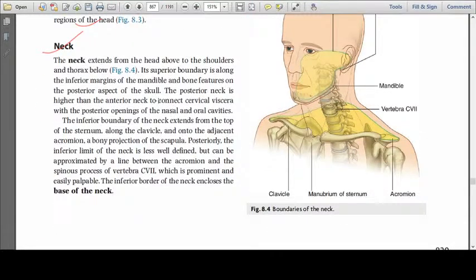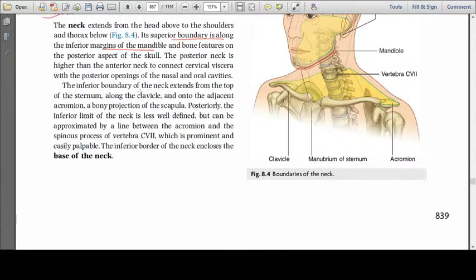So let's study the neck. Not that important. The neck extends from the head over to the shoulder and thorax. The superior boundary is along the inferior margin of the mandible. The inferior boundary of the neck extends from the top of the sternum along the clavicle and onto the adjacent acromion.